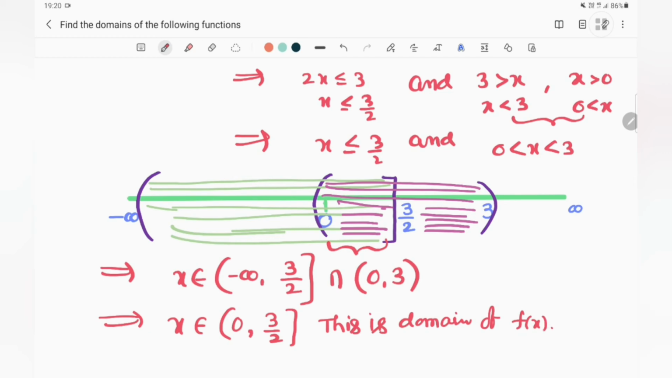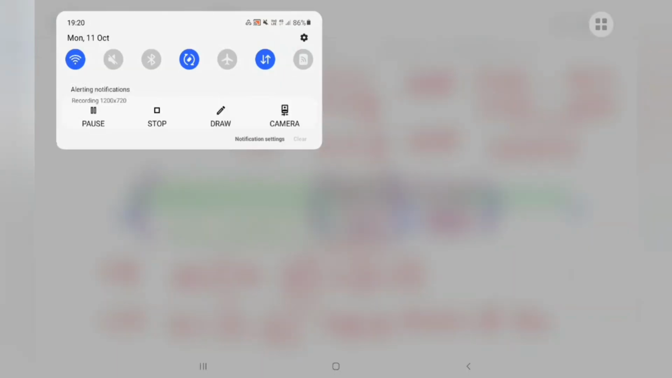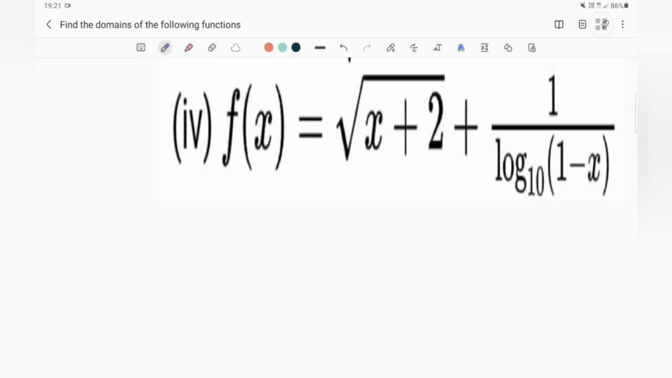We'll move to the next question. Find the domain of f of x equal to root of x plus 2 plus 1 by log of 1 minus x to the base 10. Here the sum of two functions is there. F of x is the sum of two functions. One is root x plus 2, another one is 1 by log of 1 minus x to the base 10.